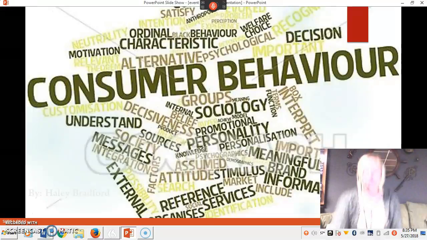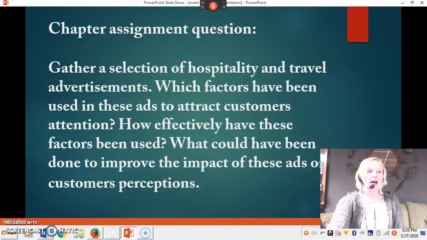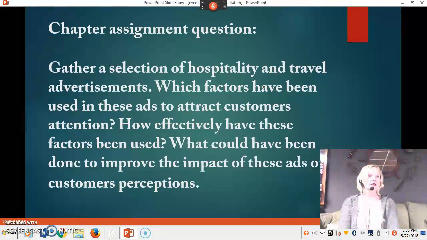So let's begin. I chose this question: gather a selection of hospitality and travel advertisements. Which factors have been used in these ads to attract customer attention? How effectively have these factors been used, and what could have been done to improve the impact of these ads on customer perceptions?